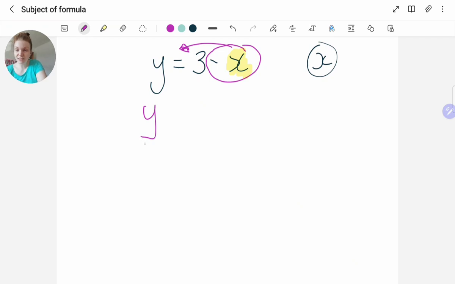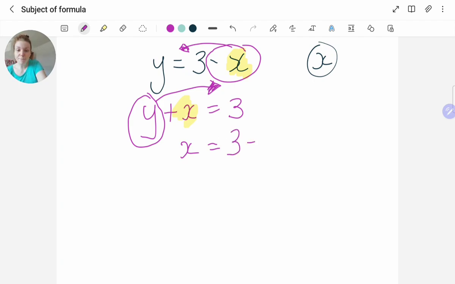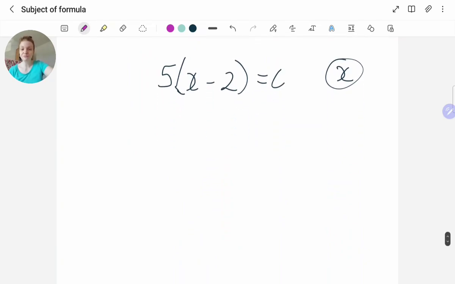So y, write it down, it didn't move anywhere, stays where it is. Minus x has moved across to become plus x equals 3. So there's the first step. Now x is still not by itself, but it's positive, which is great. So now what we're going to do is we need to sort this y. So we're going to take it to the other side of the equal sign, change side, change sign. So we're going to say x equals 3, because it didn't move, minus y. Okay, just check.